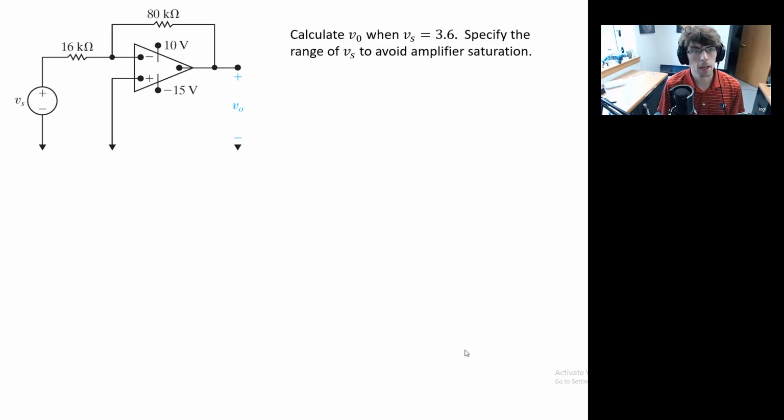So what we have before us is this sucker, and I've taken the time just to write it out. So what we want to do, we want to calculate the output potential when the source potential is 3.6, excuse me, I've dropped my units here. I go 3.6 volts. There we go. And specify the range of the source potential to avoid amplifier saturation. Okay. So we have two things.